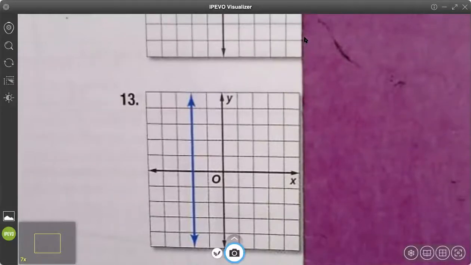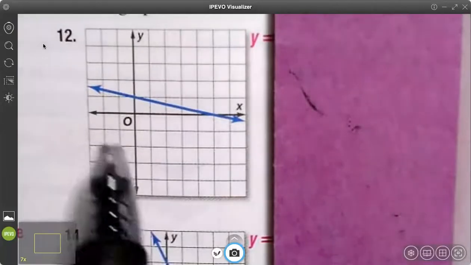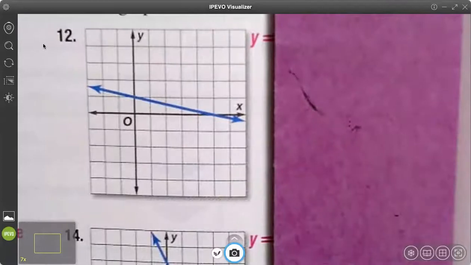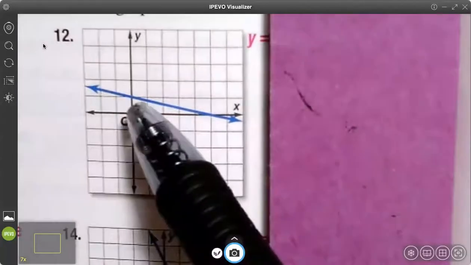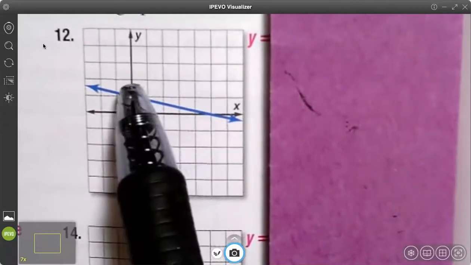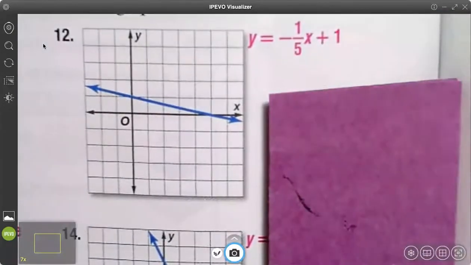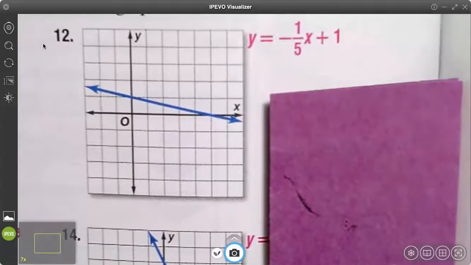Try number 13. Number 13 is x equals -2, and it has an undefined slope. On number 12, I instantly know I have a negative slope, I have a positive y-intercept, and I have a real shallow slope. It's going to be a fraction. Try number 12. It goes through the grid at the y-intercept of +1 and again at the x-intercept of +5. So you will rise -1, run 5. Your slope is -1/5 and your y-intercept is +1. Y equals -1/5 x plus 1.